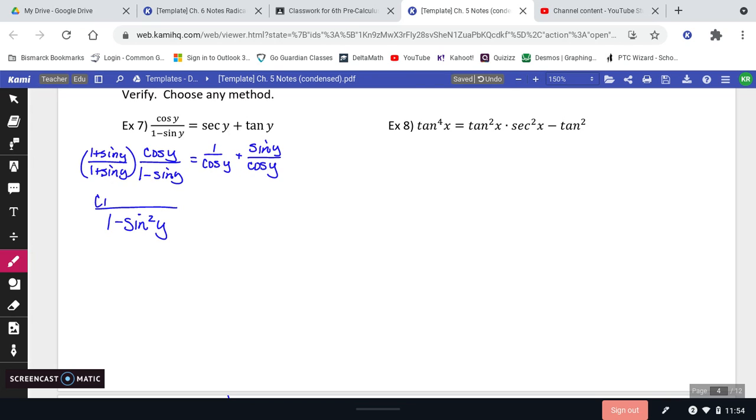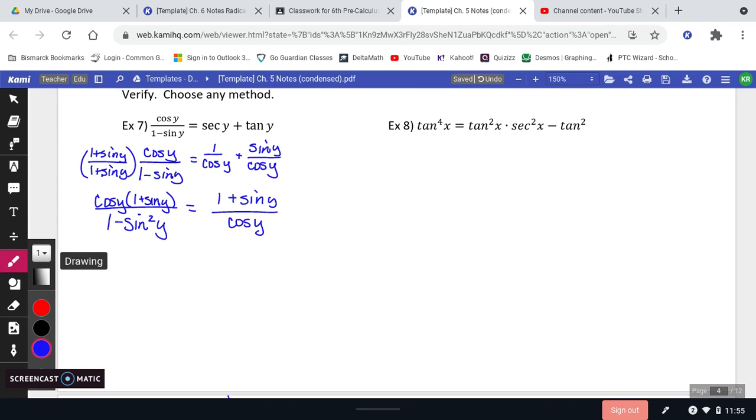And then in the numerator, I have the cosine y times 1 plus sine y. I'm going to write this fraction back over here. Now distribute. So cosine y plus, well, no, you know what? I'm not going to distribute. We're going to back up just a second. I think this is a better option.